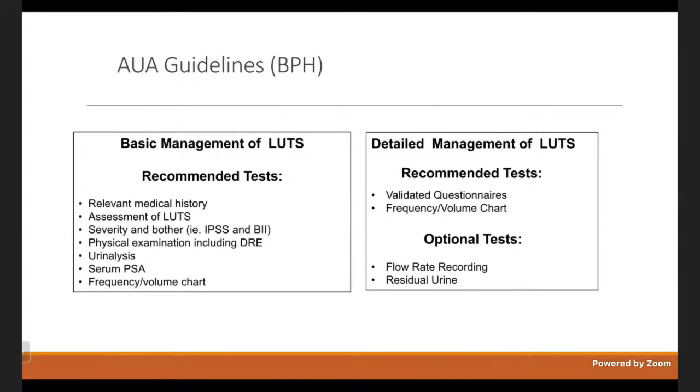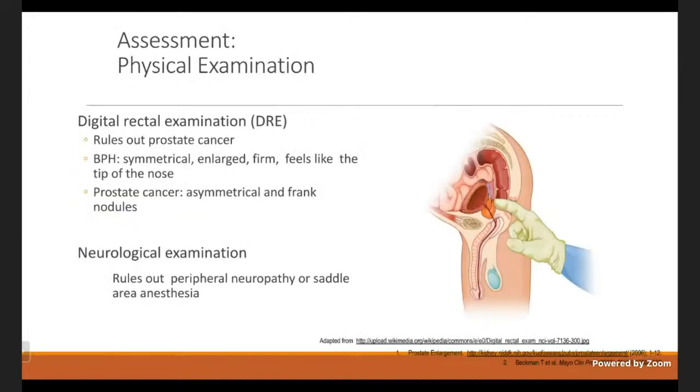The optional tests which are very important in patients with BPH are the flow rate recording as well as residual urine measurement, which again plays an important role in the management of these patients with BPH. These optional tests include uroflowmetry as well as residual urine measurement.